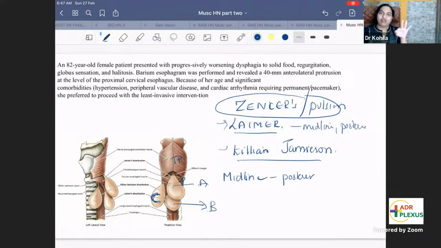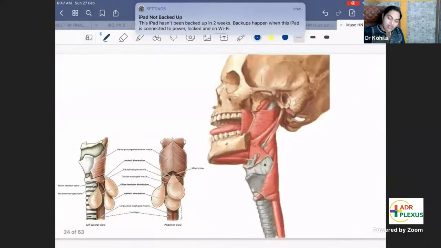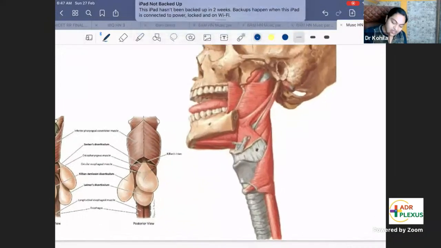Yes, it has been asked once. So midline posterior are Zenkers and lemur. Zenkers is between the thyrohyoid and the cricoarytenoid. Lemur is between the cricoarytenoid and the inferior constrictor. Anterolateral is Killian Jameson. Now, this diagram, this image is very nice, where you can draw it.